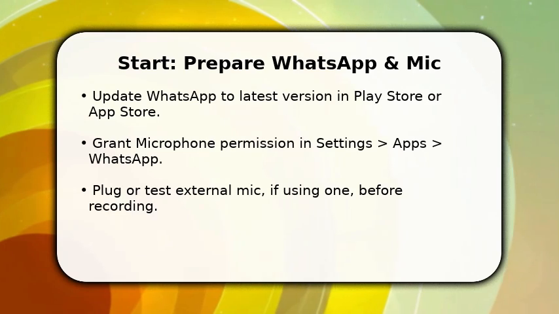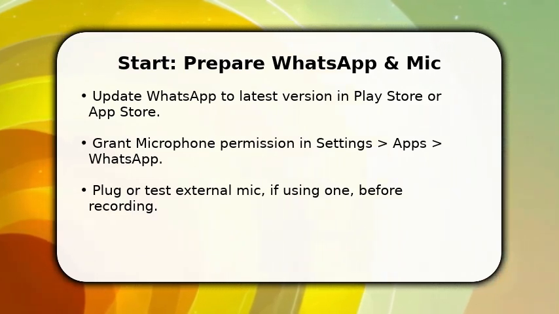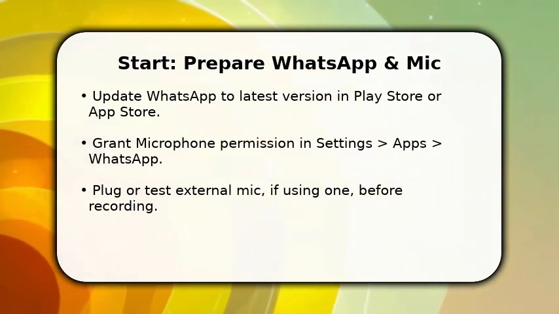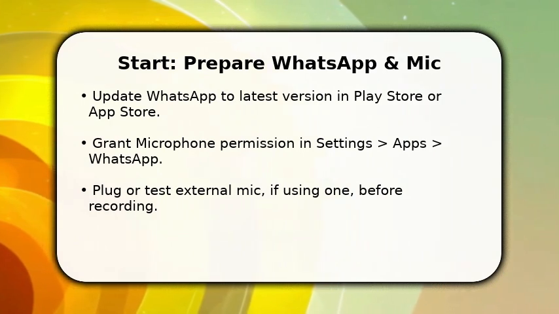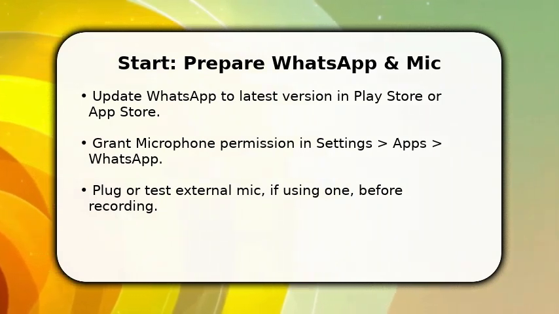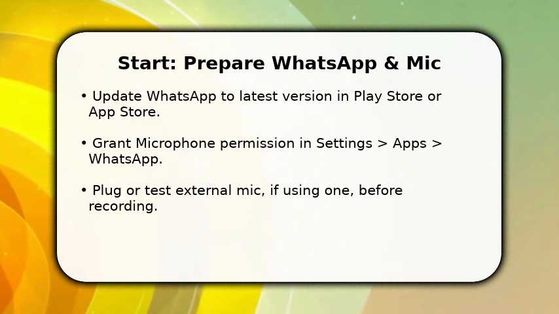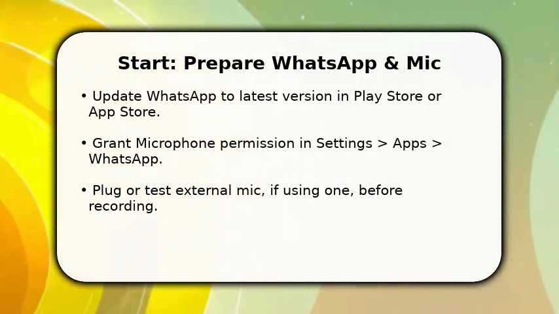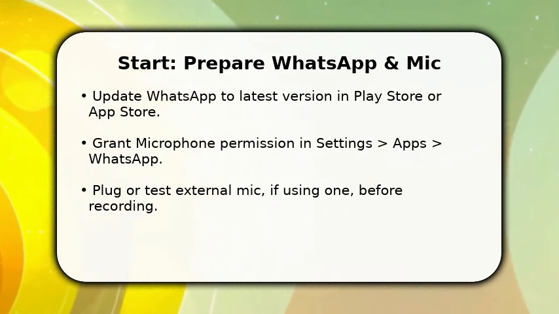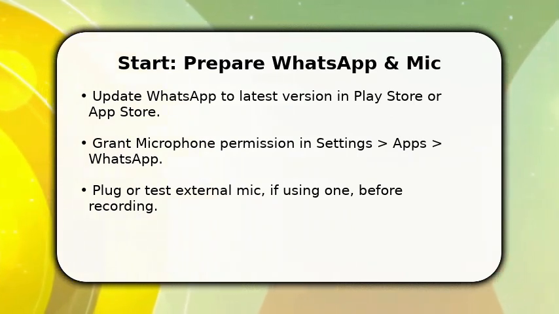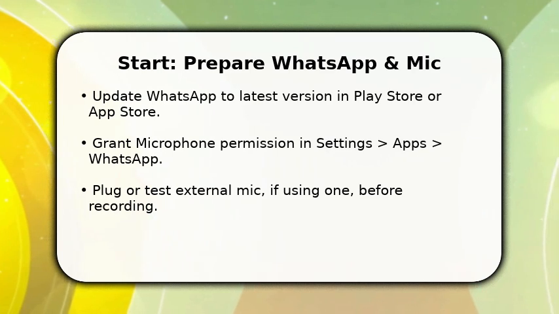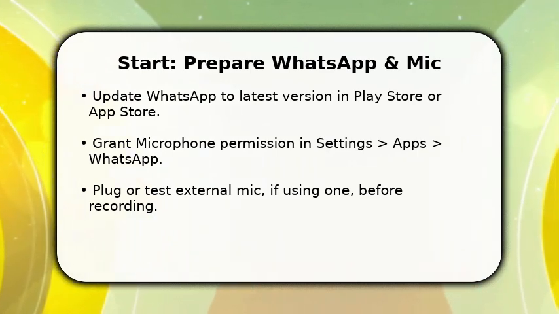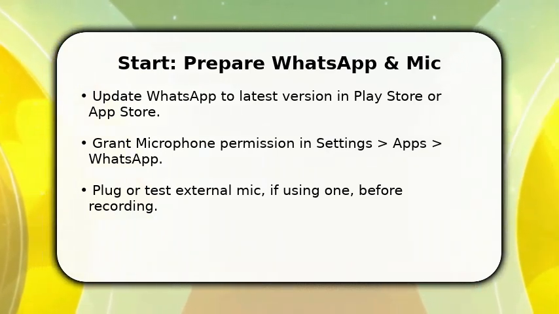You open WhatsApp and get ready to record. First, confirm the app is updated and you've granted microphone permission so recording works. Once done, open the chat where you'll send the voice note and long press the microphone icon to begin a live take. If you use an external mic, connect it now and tap record briefly to verify audio levels. Doing these steps prevents permission errors and ensures clean audio before you commit to a full message.